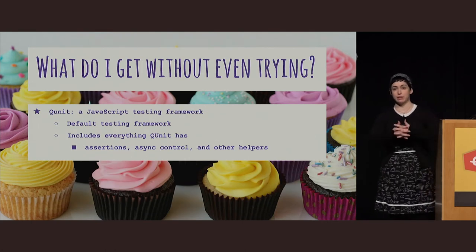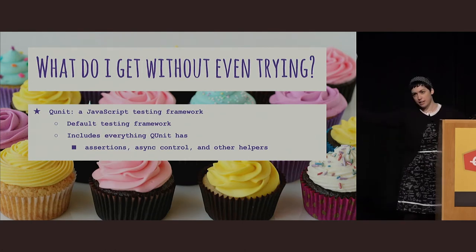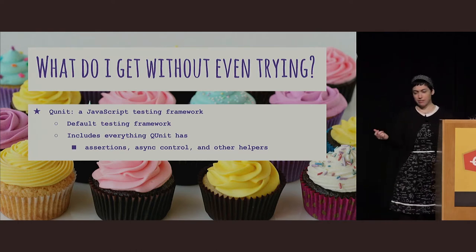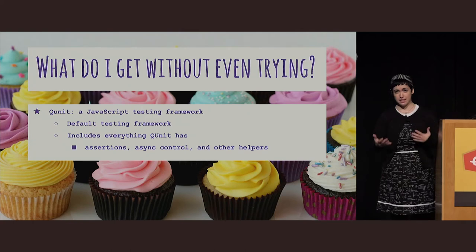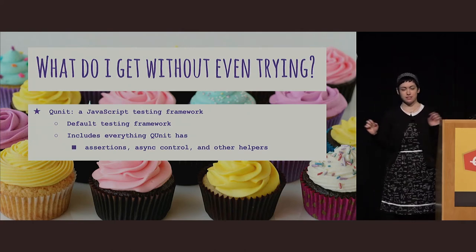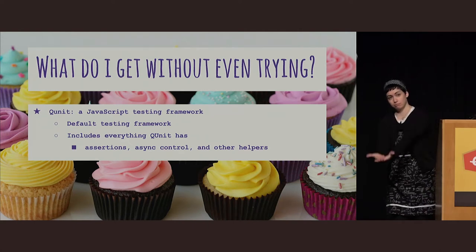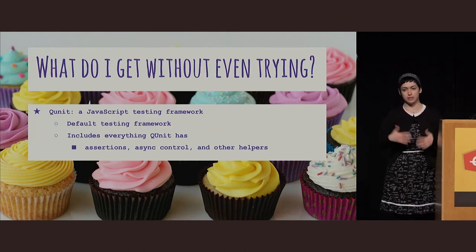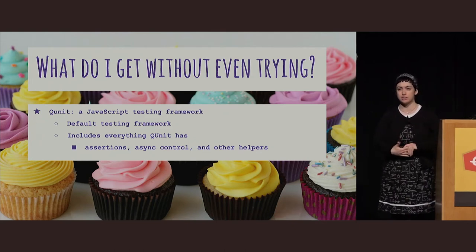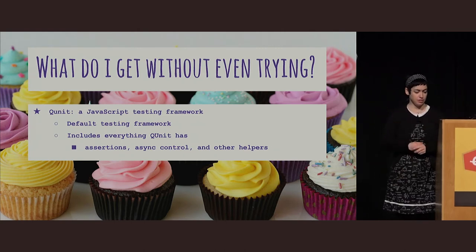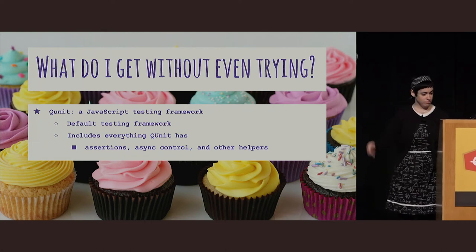So, what do I get without even trying? I can roll out of bed and there's QUnit ready for me. QUnit is a JavaScript testing framework. It's not specific to Ember; you can use it with any JavaScript project, but Ember gives it to you right out of the box. It's the default testing framework, so when you have an Ember app, it includes everything that QUnit has. If you go to the QUnit documentation, you'll see all the assertions they give you and all the cool helpers and all that stuff. And you have all of that.